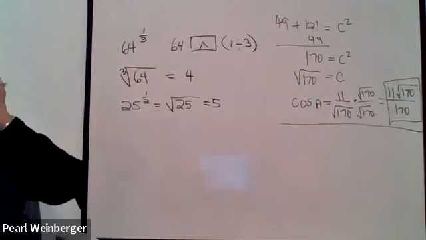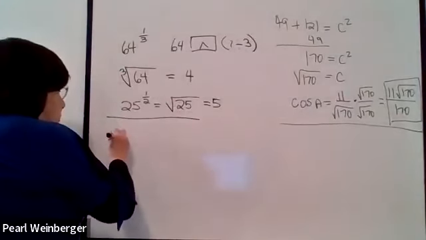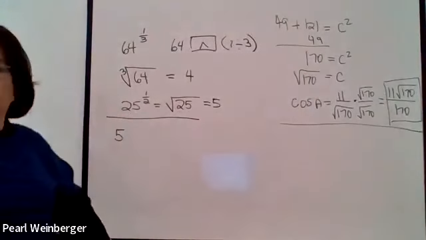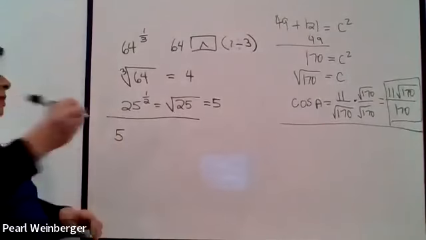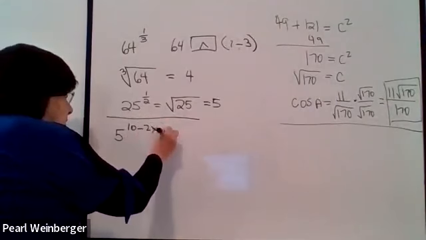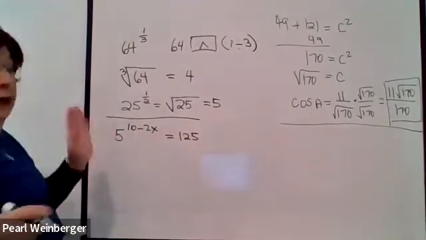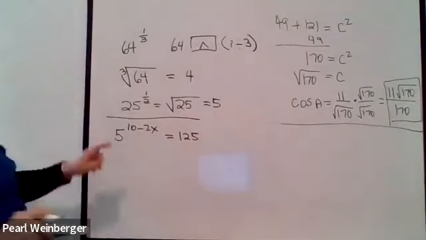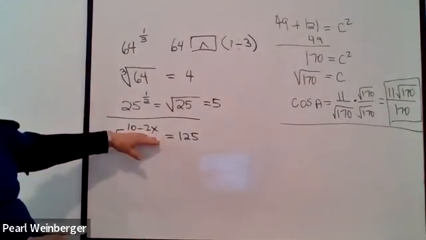So suppose I gave you an equation that looks like this. I'm actually looking at the sheet that I'll post later. Suppose I give you 5 to the 10 minus 2x equals 125. Again, this is called an exponential equation because our variable is in the exponent.